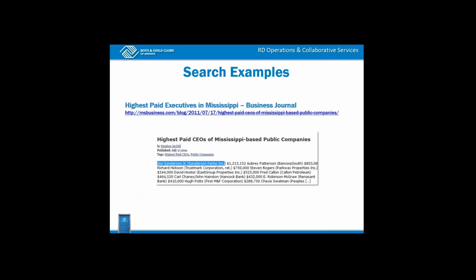And this is just an example of finding highest paid executives. This was a search of highest paid executives in a state, and this is a Business Journal excerpt. Even if you don't have a subscription to Business Journal, a lot of times you can get the highlights through a news article without the subscription, and you can find a list of people and their salaries really quickly. This is a list you could cross-reference with your database very quickly and see if any of those people are already engaged and at what level.